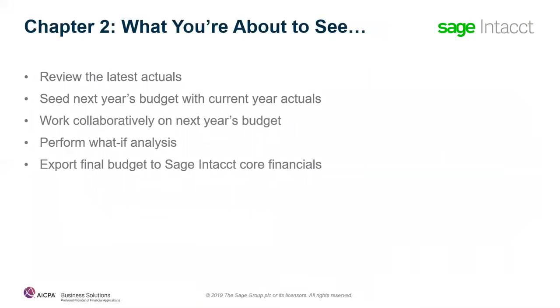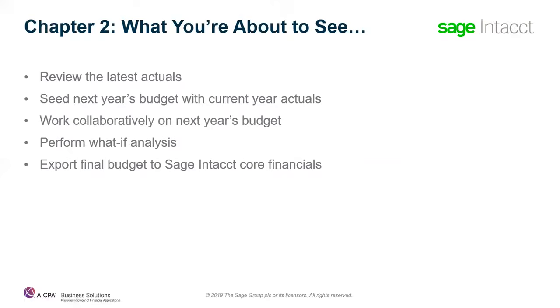So what you're about to see are the abilities that a budgeting and planning solution should have in order for a finance team to plan the business collaboratively. How a finance team can review the latest actuals and then use that to seed the next year's annual budget, and then how they can work collaboratively on that next year budget together, and then also how a finance team can perform what-if analysis, and then when they're done, export that final budget back to Sage Intacct Core Financials.